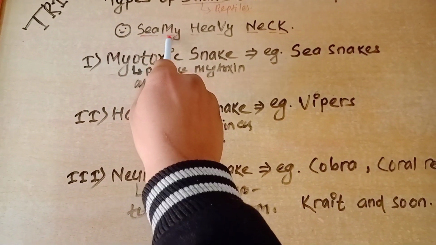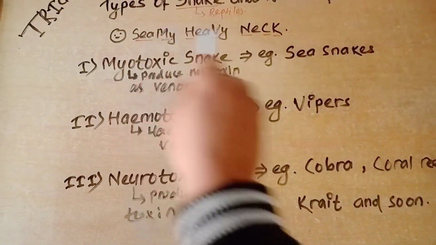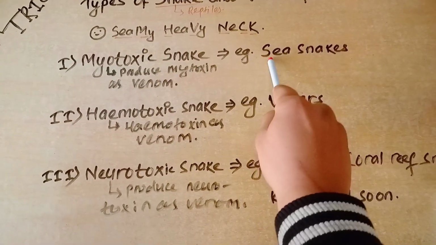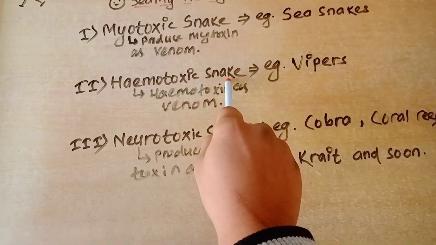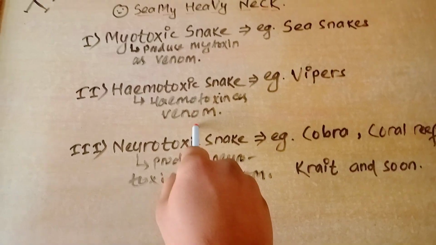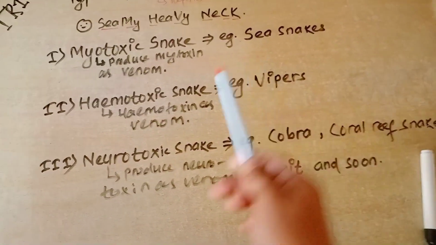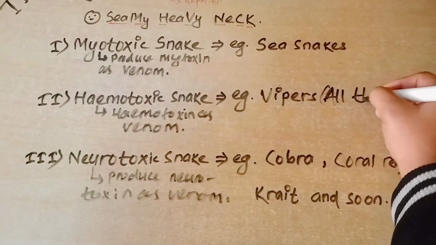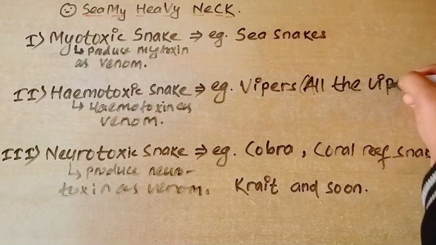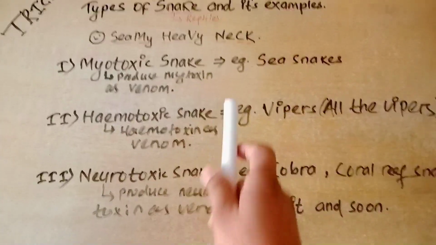So in the trick we have see my heavy neck. C means example is sea snake, and M is for myotoxic snake. After that we have H for hemotoxic snake, which means it produces hemotoxin as venom, and the example is from V, so vipers. All the vipers lie in hemotoxic.